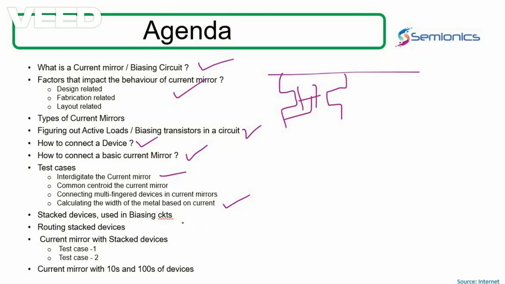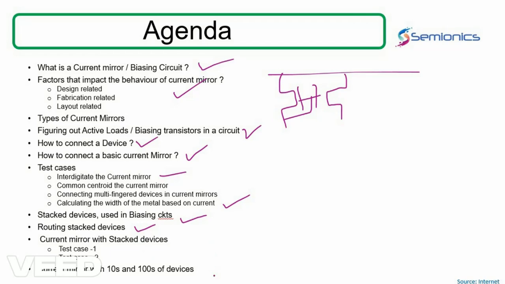But it's not just single devices. You may also come across stacked devices. So we'll learn what a stacked device is and how it is used in your current mirror. Whenever you need larger currents or larger device lengths, circuit designers go for stacked devices. If they are of that sort, how to figure them out, how to lay them out so that your current mirror functions properly, and how to route the stacked devices. We also talk about test cases using stacked devices. We take two test cases and explain how you make a connection and how you deal with this.